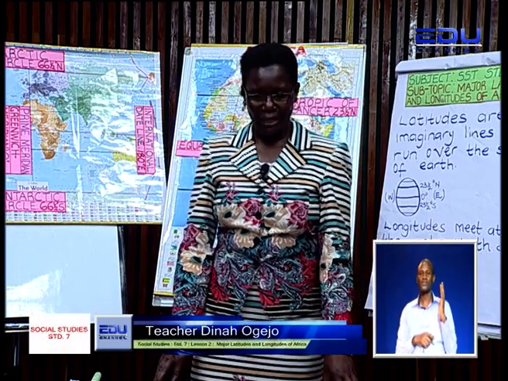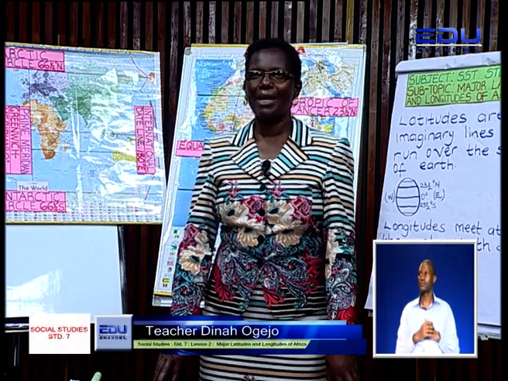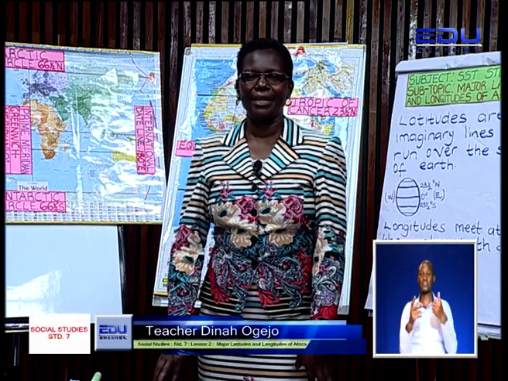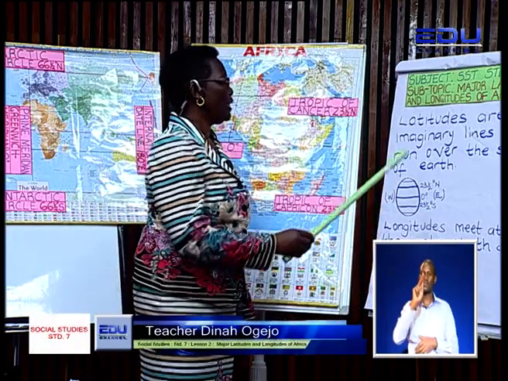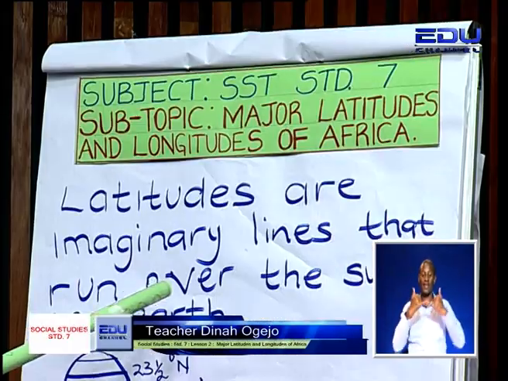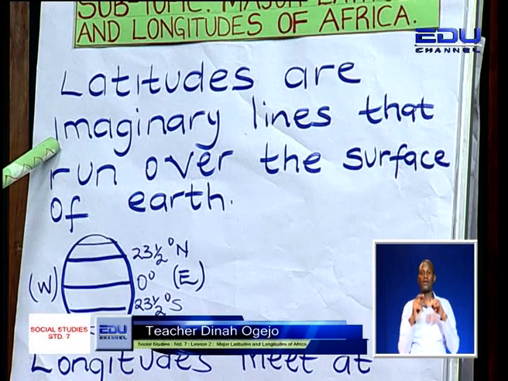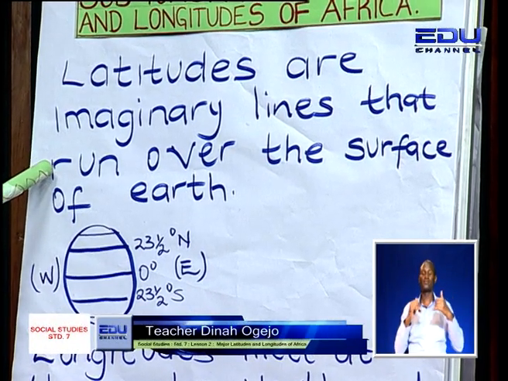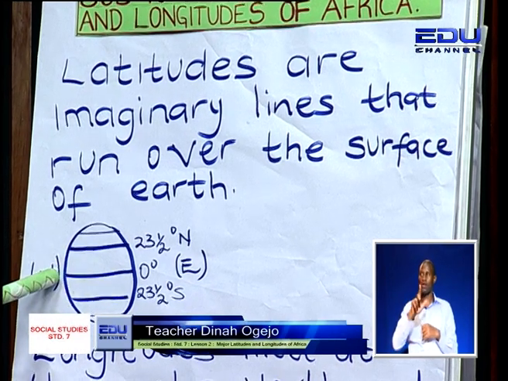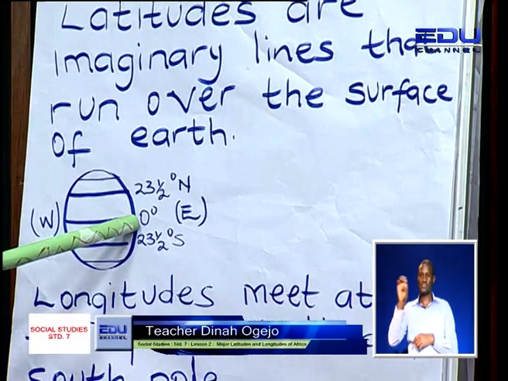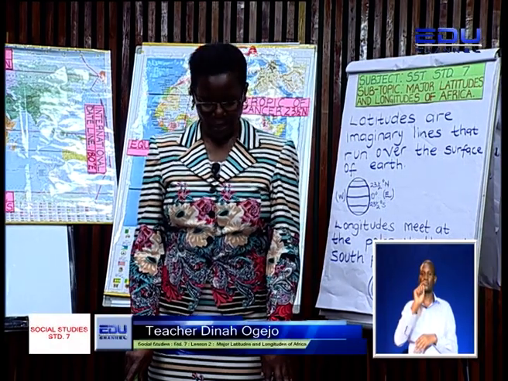What is a latitude, or what are latitudes? You had learned earlier in Standard 6 and even in Standard 5 that latitudes are imaginary lines that run over the surface of the earth. Latitudes are imaginary lines that run over the earth's surface. They are normally parallel. Latitudes run from west to east. We have major latitudes. I will name them later.